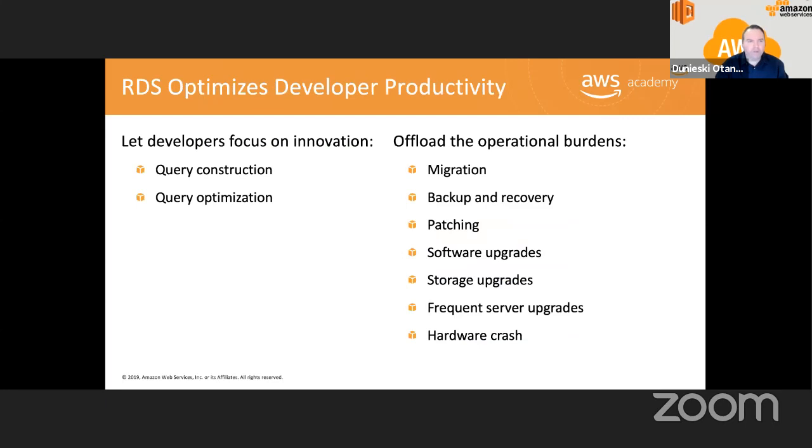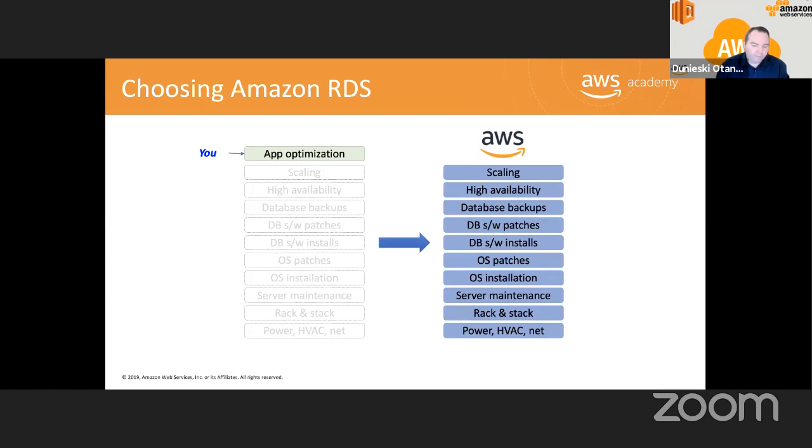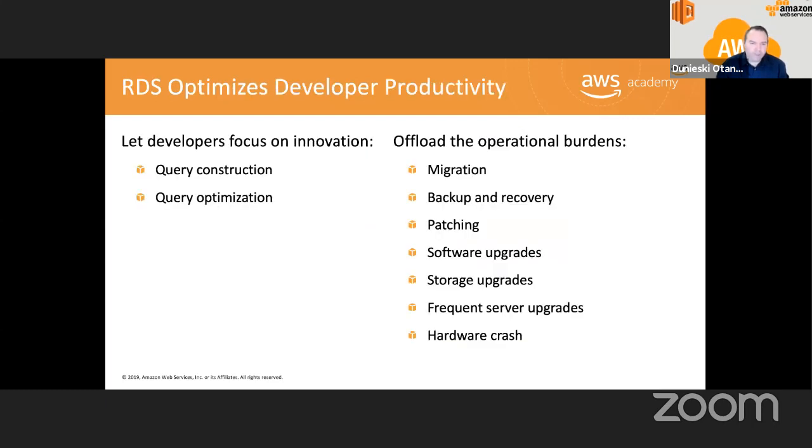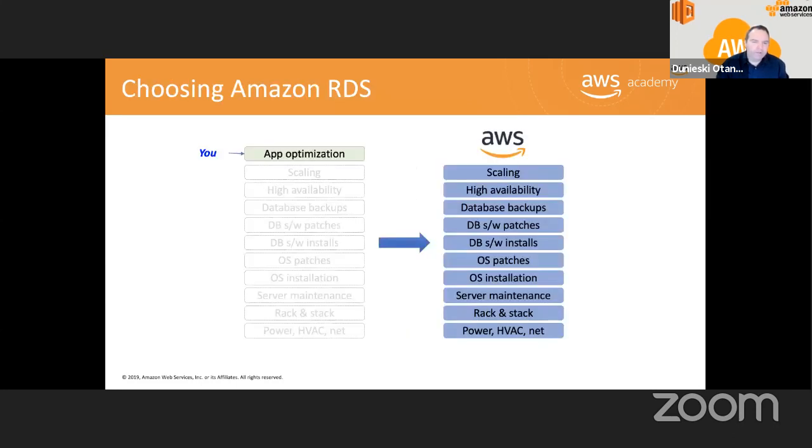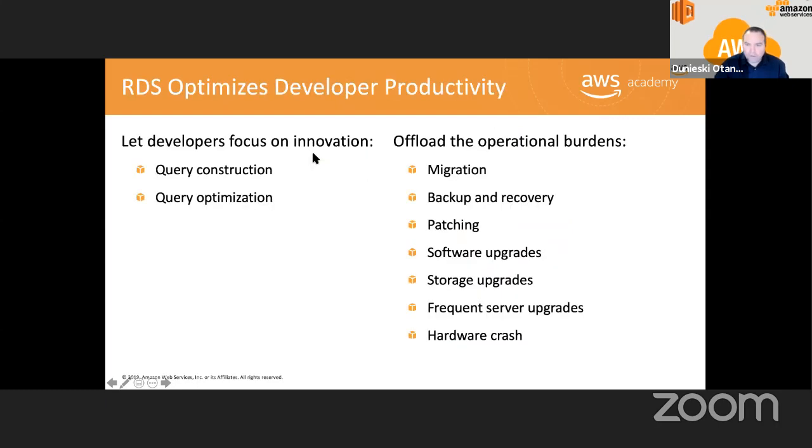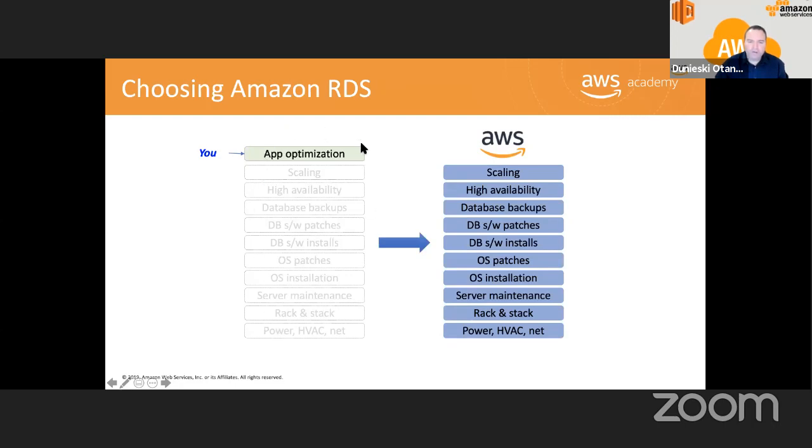All right. So RDS optimizes developer productivity. It gives developers the opportunity to construct and optimize queries in a better way, so you can innovate more than anything, because if the rest is taken care of by AWS, you can just do something better. That construction and optimization of queries is what application optimization is all about. Okay, so offload the operational burdens: migration, backup and recovery, patching, software upgrades, frequent server upgrades, hardware crashes. This is all taken care of by AWS when you decide to go with this option here, right?